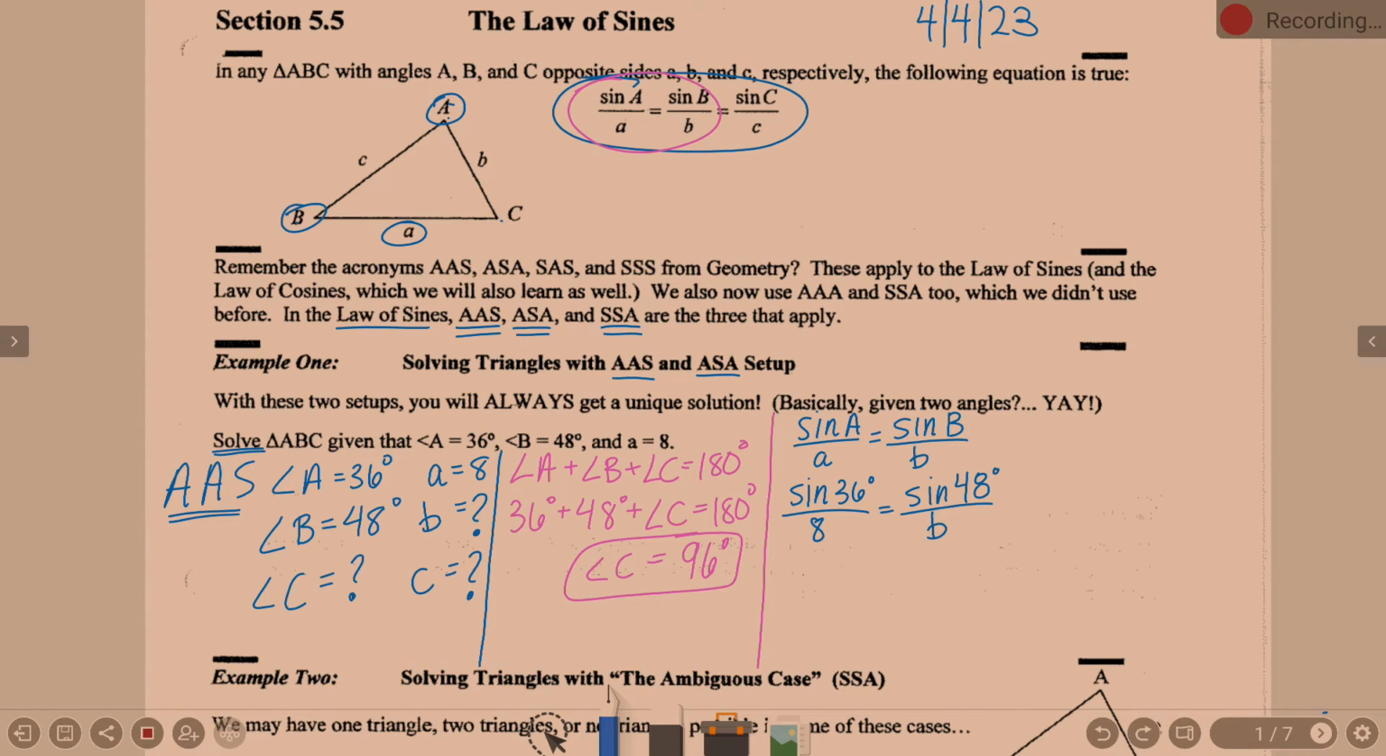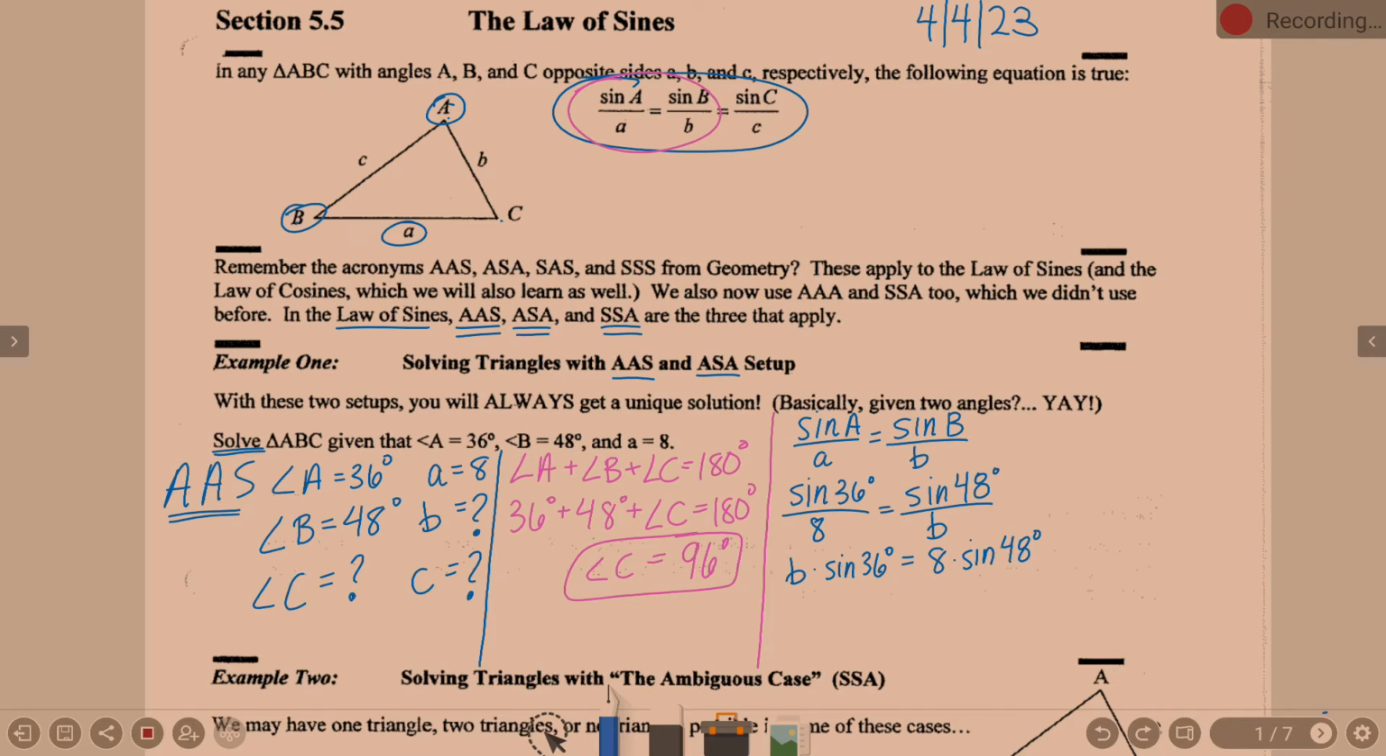36 times b. Okay, except it's not just 36 and 48, it's the sine of those, right? I'm assuming you're just being lazy, but I want to make sure we're writing them down, because that's going to be important. So when we do our cross products, b times the sine of 36 degrees is going to be equal to 8 times the sine of 48 degrees. Can we all get behind that idea? Yeah.